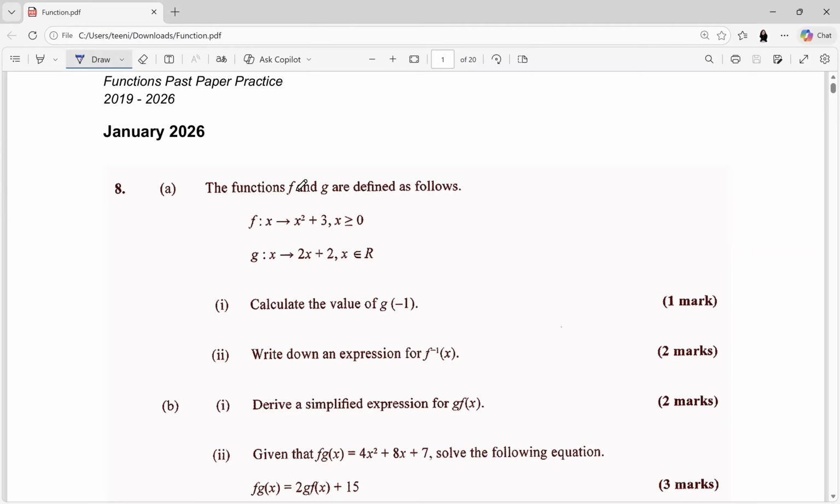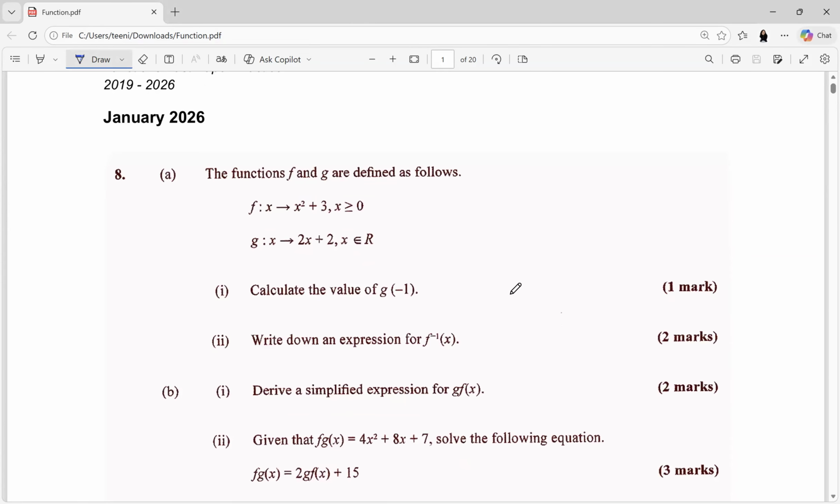All right, so the functions f and g are defined as follows. f of x is x squared plus 3, the domain is x is greater than or equal to 0. And g of x is 2x plus 2, where x belongs to all the real numbers. Calculate the value of g of negative 1. Write down this one for me, please. The value of g of negative 1.